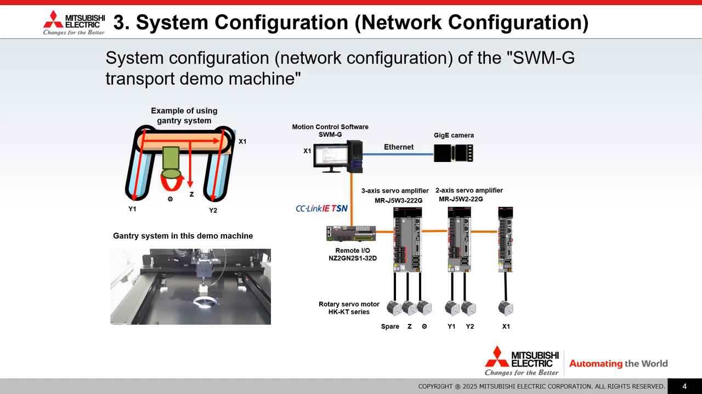First, the system configuration. This demo machine is equipped with a 5-axis sub-motor with a network that uses CC-Link IE TSN for the sub-motor and remote I/O, and a camera that uses Ethernet. The 5 axes are X and Y1, Y2, Z, and theta in gantry control.